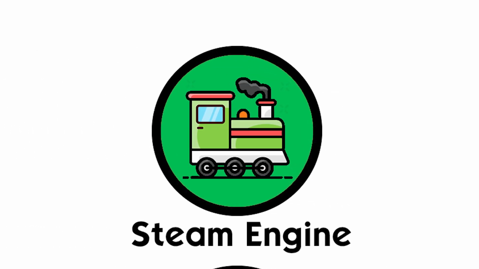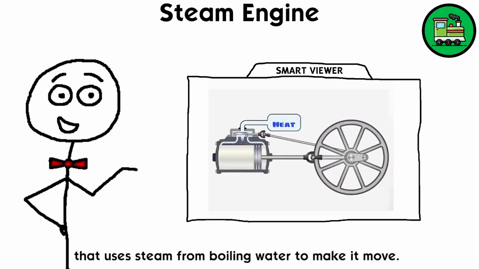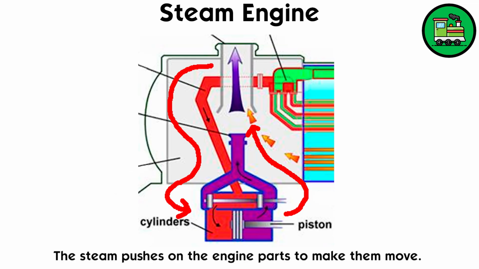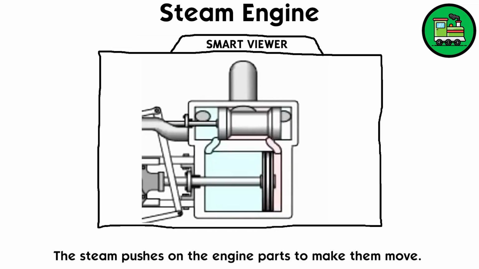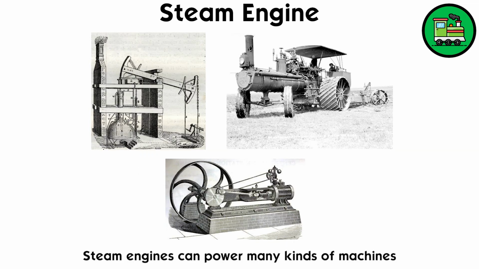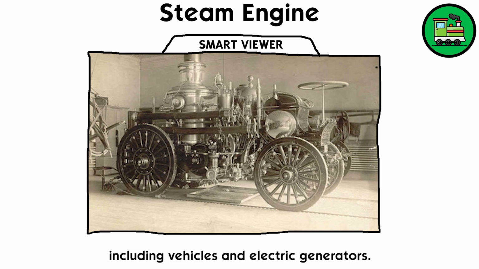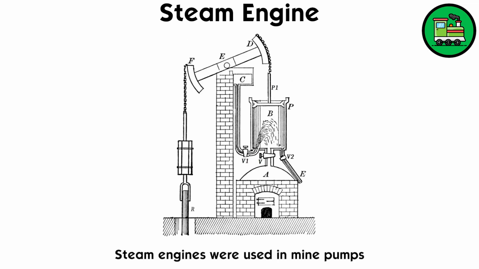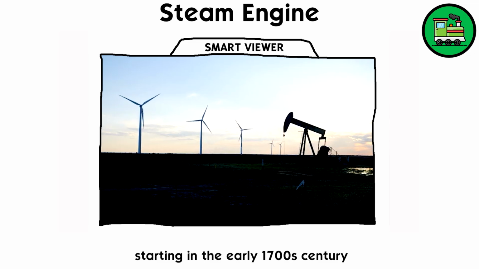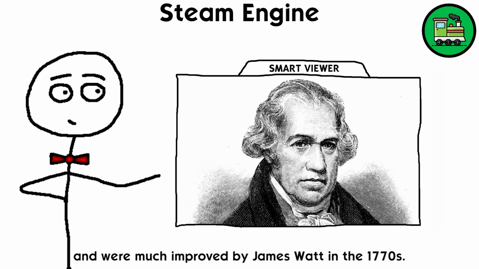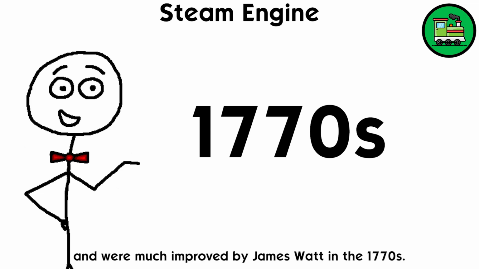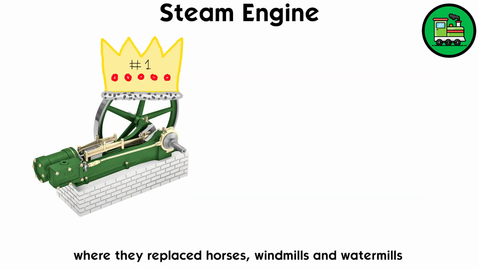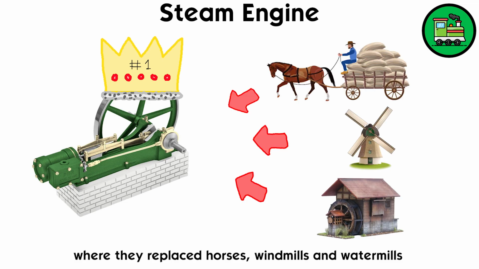Steam engine. A steam engine is an engine that uses steam from boiling water to make it move. The steam pushes on the engine parts to make them move. Steam engines can power many kinds of machines, including vehicles and electric generators. Steam engines were used in mine pumps starting in the early 17th century and were much improved by James Watt in the 1770s. They were very important during the Industrial Revolution, where they replaced horses, windmills, and watermills to work machines.